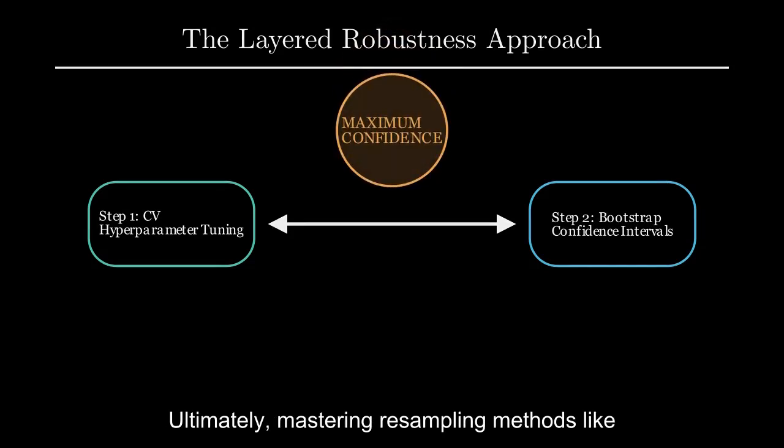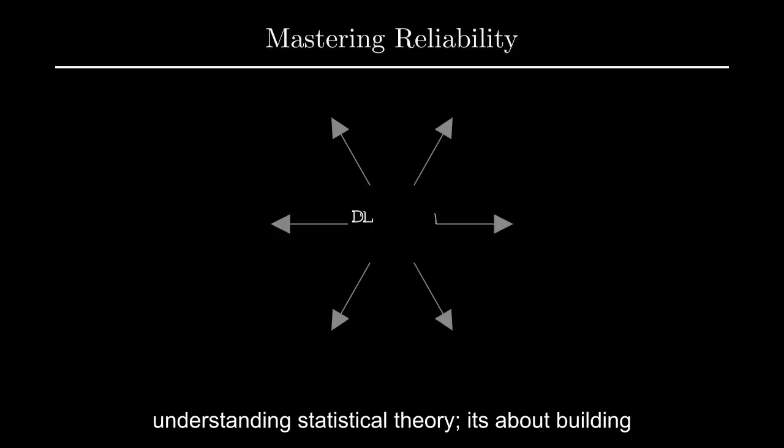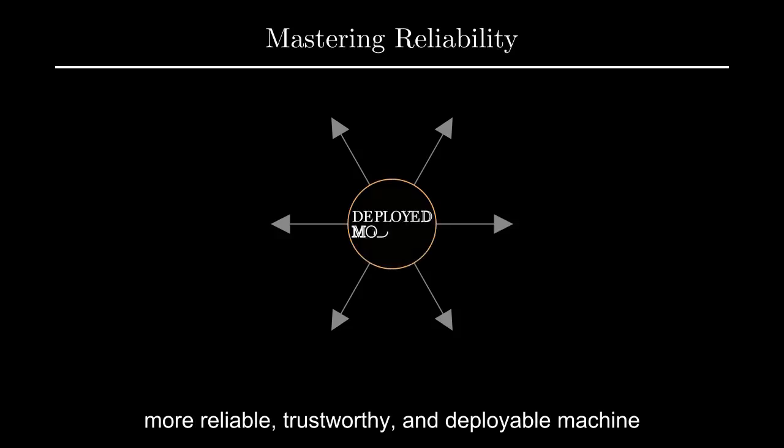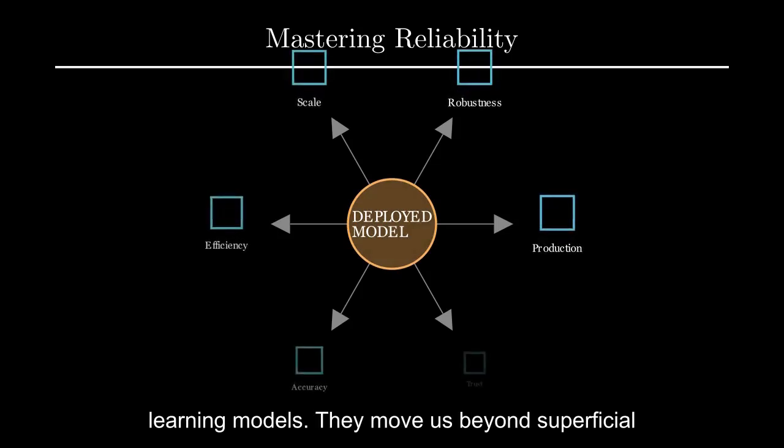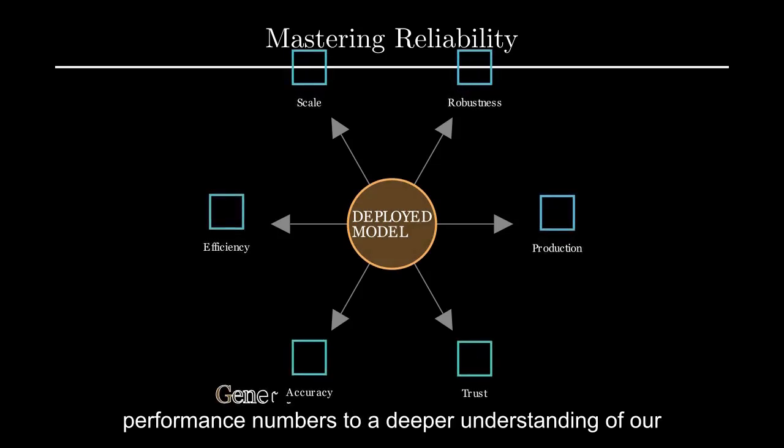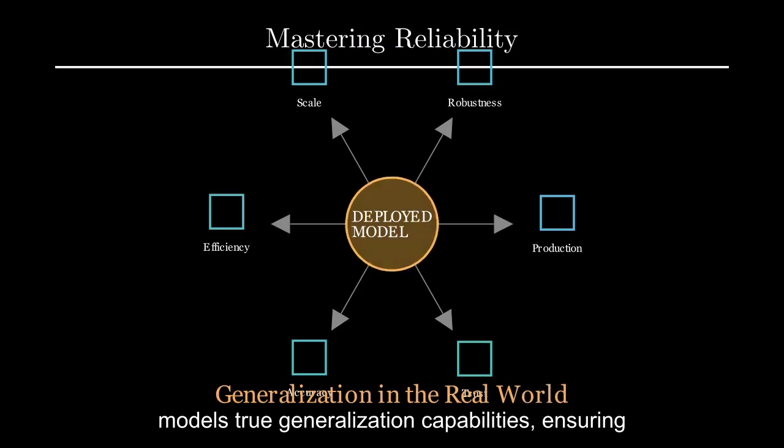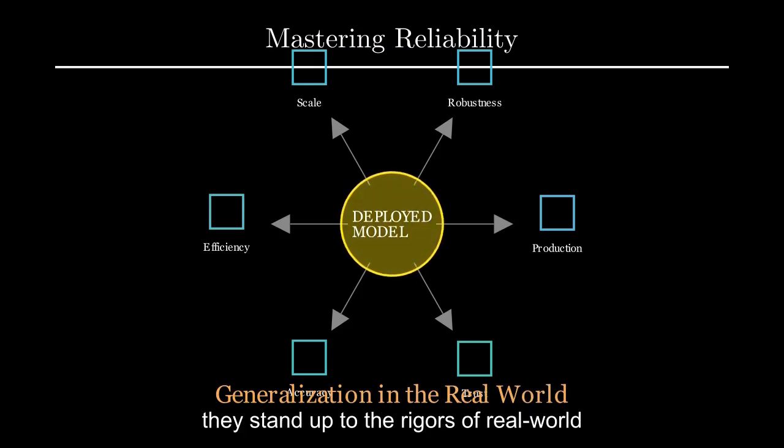Ultimately, mastering resampling methods like bootstrapping and cross-validation is not just about understanding statistical theory, it's about building more reliable, trustworthy, and deployable machine learning models. They move us beyond superficial performance numbers to a deeper understanding of our model's true generalization capabilities, ensuring they stand up to the rigors of real-world application.